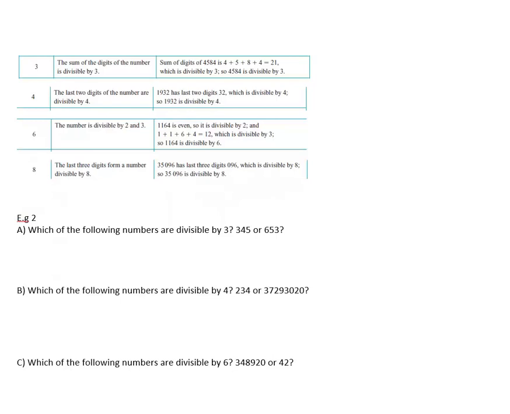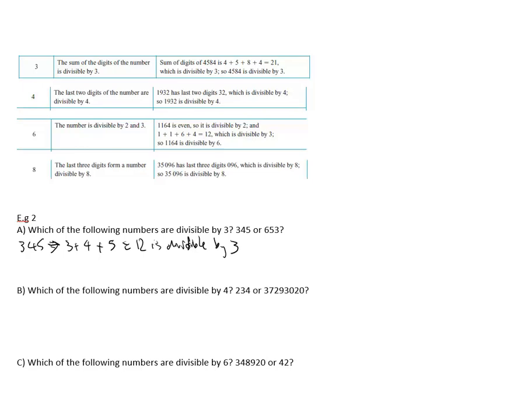So first, example 2a, which of the following numbers are divisible by 3? So for 345, we've got to sum the digits. 3 plus 4, sorry, let's do an arrow, not an equal sign. 3 plus 4 plus 5, okay, is going to be 7 plus 5, which is 12, which we know is divisible by 3, because you can just go 3 times 4.